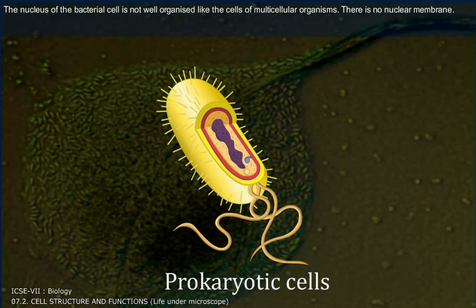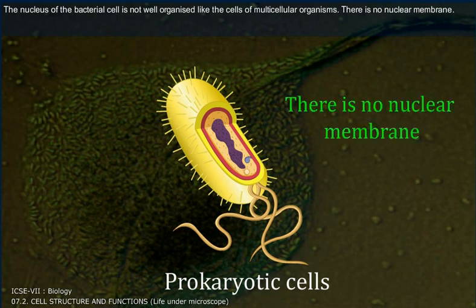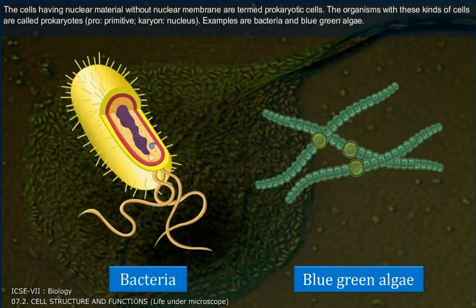The nucleus of the bacterial cell is not well organized like the cells of multicellular organisms. There is no nuclear membrane. The cells having nuclear material without a nuclear membrane are termed prokaryotic cells. The organisms with these kinds of cells are called prokaryotes. Pro, primitive; karyon, nucleus. Example: bacteria and blue-green algae.